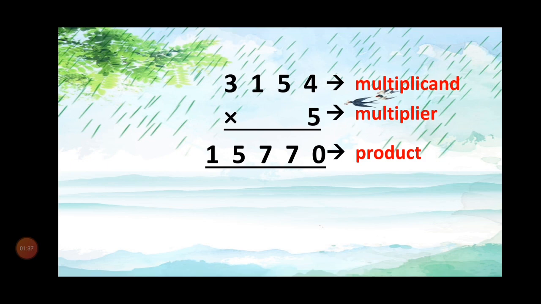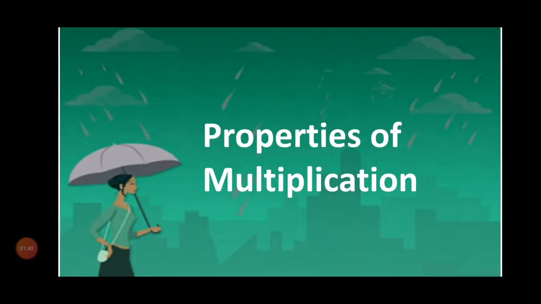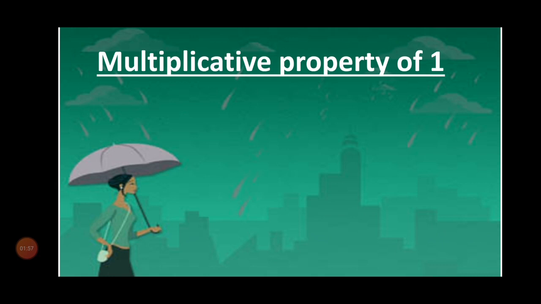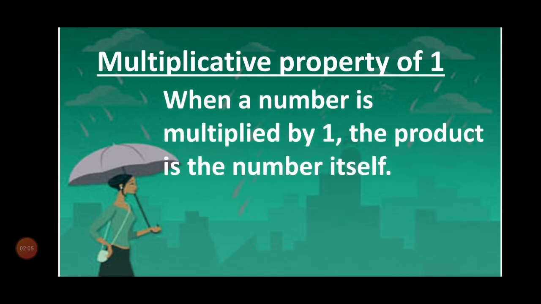Now we are going to study the properties of multiplication. In this topic, we are going to study 5 properties. I'm going to explain one by one. Let's move now. So, property 1: multiplicative property of 1. When a number is multiplied by 1, the product is the number itself. Any number you multiply by 1, you will get the same value.